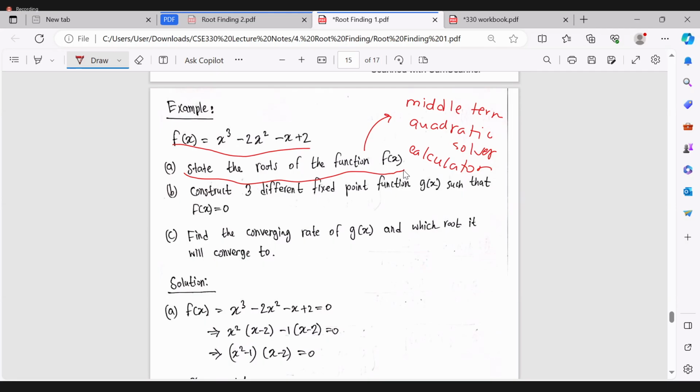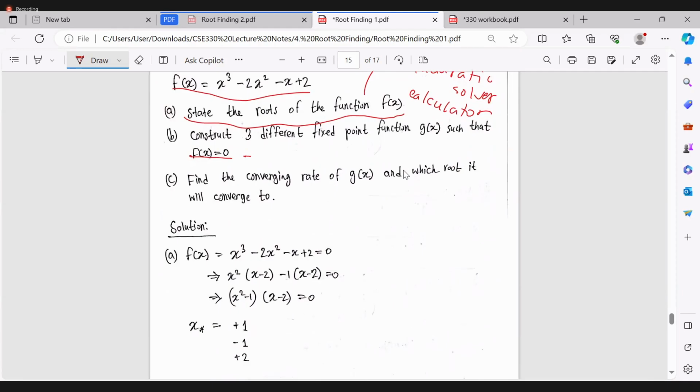The next question is construct 3 different fixed point functions g of x such that f of x is equal to 0. The point to be noted is every student will have different forms. Why is that? Because your thought process will not match your friends. So please don't panic that your answer doesn't match, because there is no correct answer.